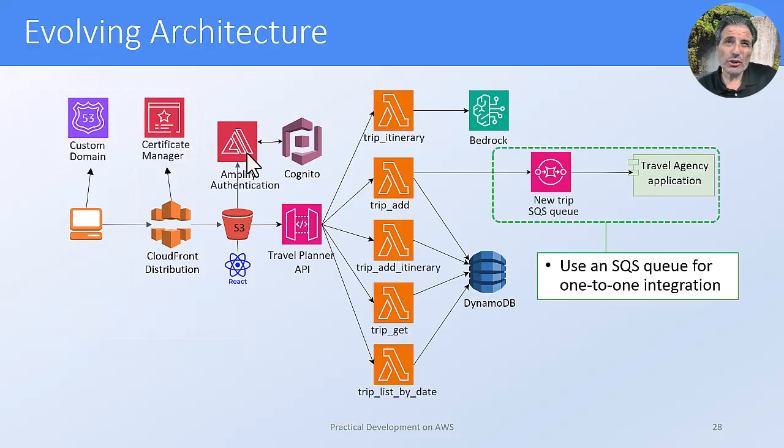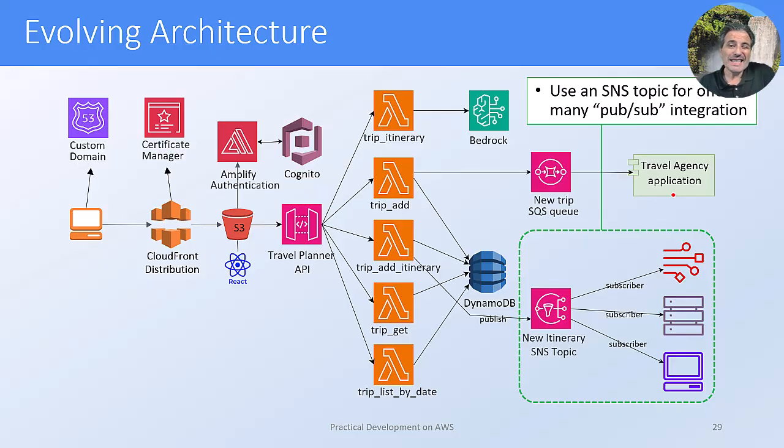Perhaps I have a separate travel agency application over here and I want to forward any trips that got created over there. Well, that's going to be a one-to-one integration and an SQS queue is going to work well for that. But maybe I want to use Kafka, and if I want to use Kafka, then I have MSK as a managed service for that. Or if I have to use some kind of legacy integration over here in this travel agency, Amazon MQ will support a lot of older legacy queues.